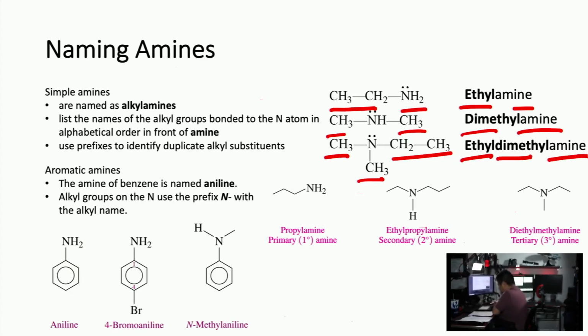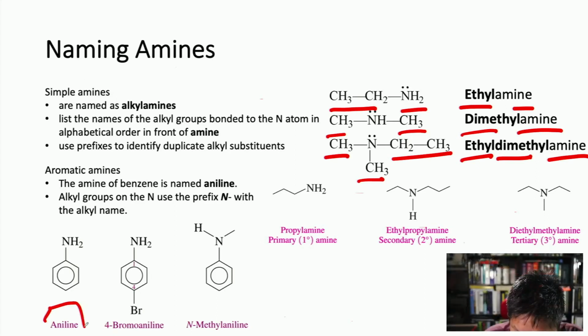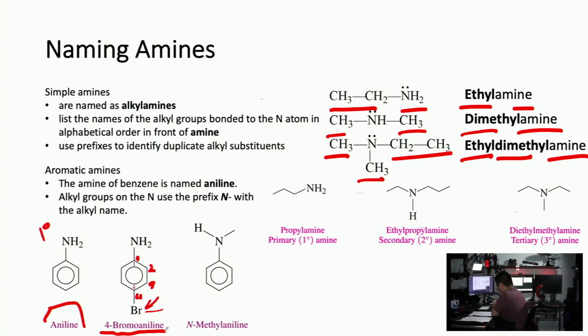That simple, right? How do we name aromatic amines? Well, this is a common compound, aniline. And aniline has the amine group connected to the benzene right there. Which, by the way, is a primary amine. So when we look at this one, there's a bromine connected to the fourth carbon from the amine. Carbon 1 is there, 2, 3, 4. So quite simply, it is 4-bromoaniline.